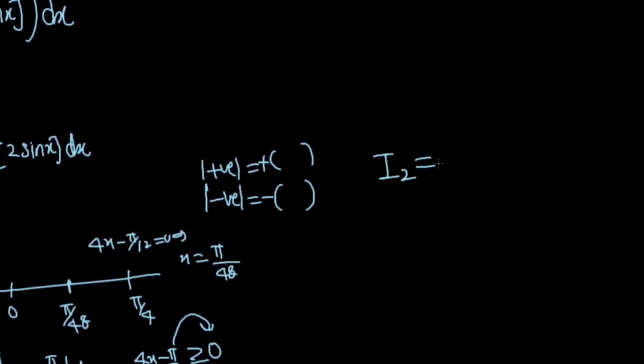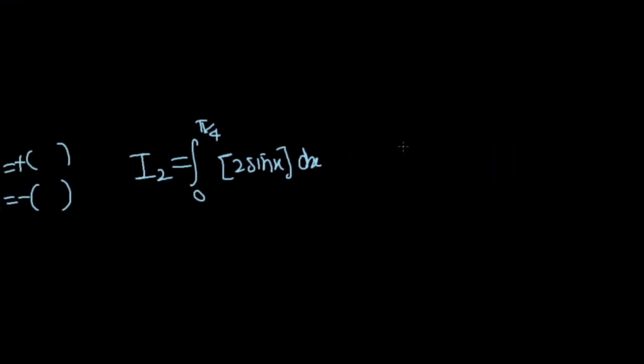is I2. 0 to pi by 4 of the greatest integer function of 2 sin x. Using a graph we will find it. It is easy using a graph. Now let us try to plot the graph. If I substitute x equals 0, I get 0. If I substitute x equals pi by 2, I get sin x equal to 1, and the answer is 2. So at 2, this is the point.